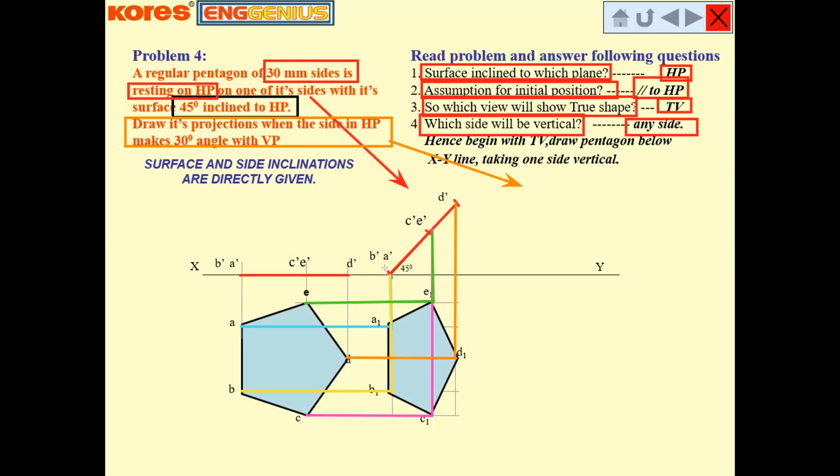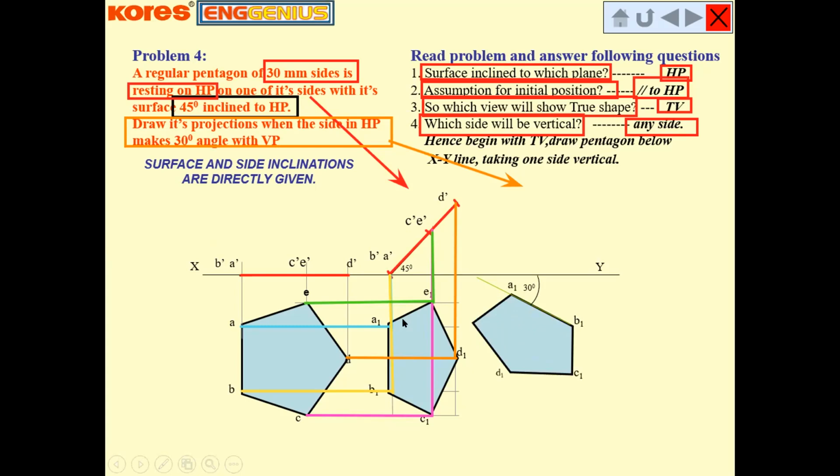So which line is in HP? AB line makes a 30 degree angle with respect to VP. Whenever any plane is making an angle with respect to HP, we will draw it above the XY line. Whenever it is making an angle with respect to VP, we will draw it below the XY line. So now we have to draw the AB line or A1 B1 line making a 30 degree angle with respect to VP or with respect to the XY line like this. You can see this angle is 30 degree, and on this particular line we will draw the A1 B1 point.